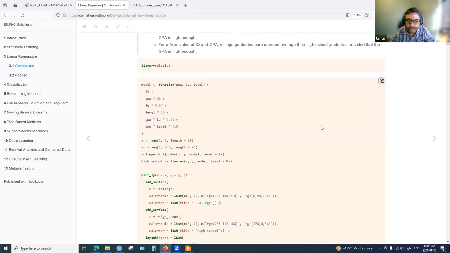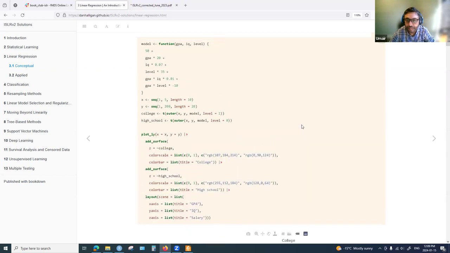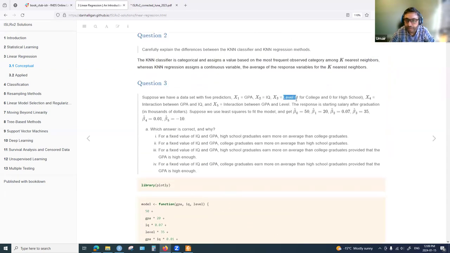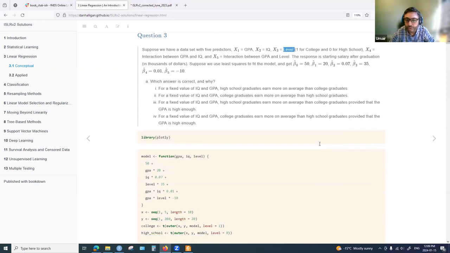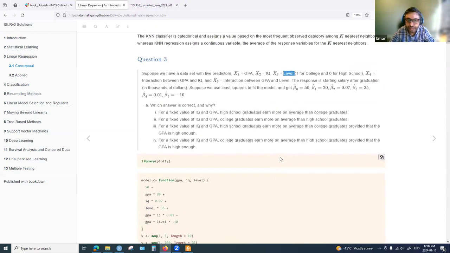So in the answer here, they've plotted the GPA, IQ, and salary in this three-dimensional plot. And if we look at the relationship between GPA and salary, and we also look at the variable X3, which is level, because this is qualitative, we get two regression lines. The blue one is college and the pink one is high school. And the choices we have, the first one says for a fixed value of IQ and GPA, high school graduates earn more on average than college graduates.